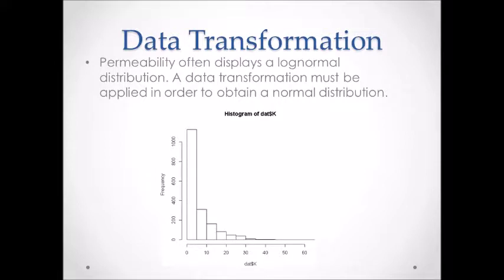In order for the use of multivariate linear regression to be valid, the dependent variable must follow a normal distribution. However, permeability often displays a log normal distribution. This means that we must apply data transformation to our data in order to obtain a normal distribution, or one that is approximately normal.